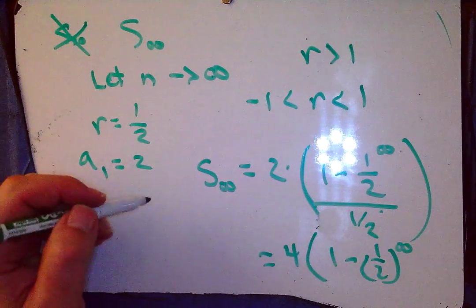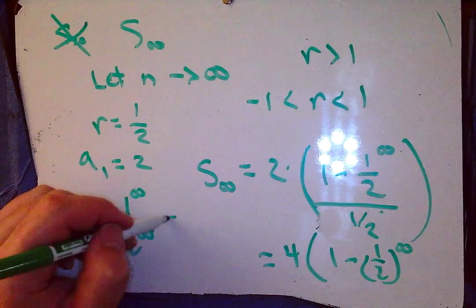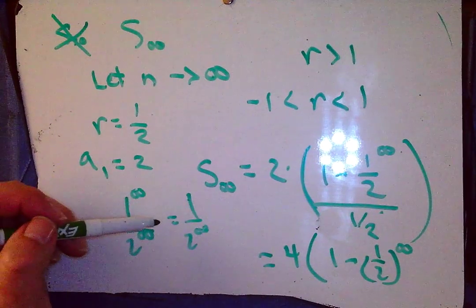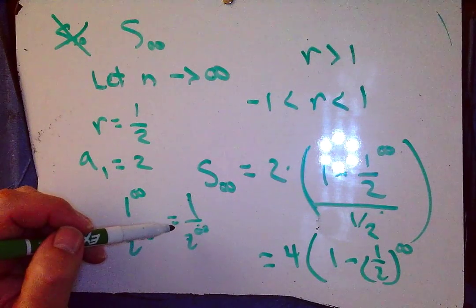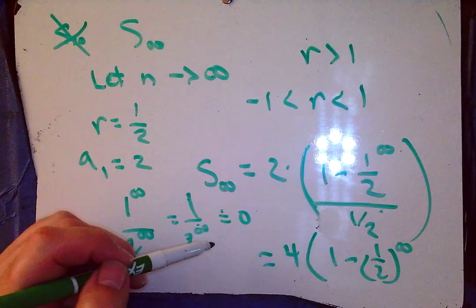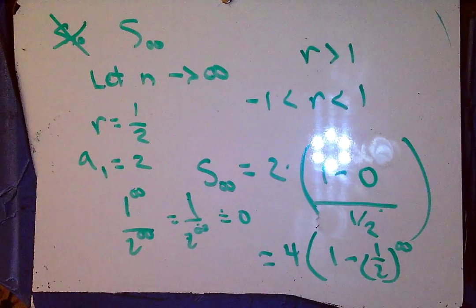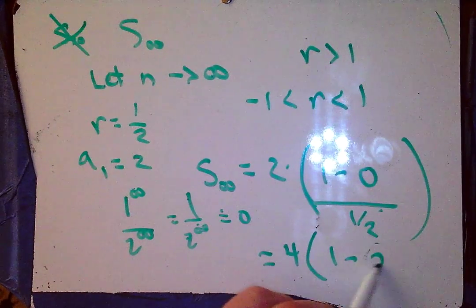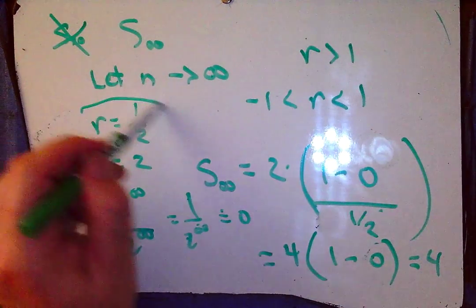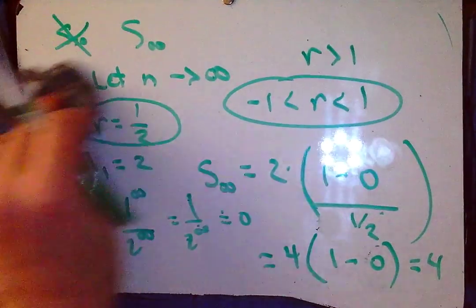Yeah, it's hard because I know you want to say that 1 to the infinity over 2 to the infinity is going to be 1 over 2 to the infinity. Sure, let's do it that way. 1 pizza, 2 to the infinity people show up for dinner. How much pizza do you get? That's 0. So this over here is 0. And so we now have 4. So when r is between negative 1 and 1, I can actually find an infinite sum.